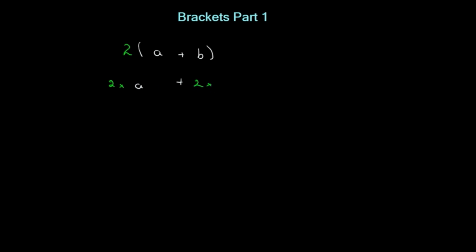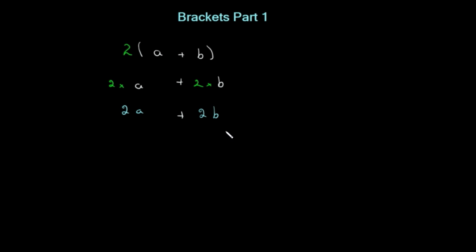2 times the b, there's the plus, so we end up with, let's get this right, pen size had altered, 2a plus 2b. See, we understand the multiply is there. We don't bother to write it, it's there. That's all there is to it.